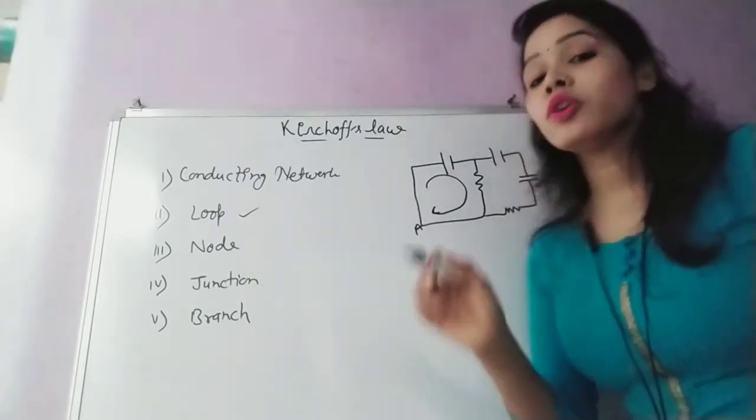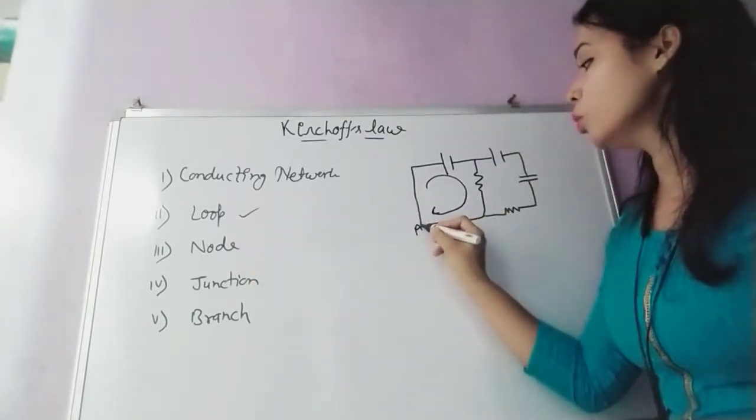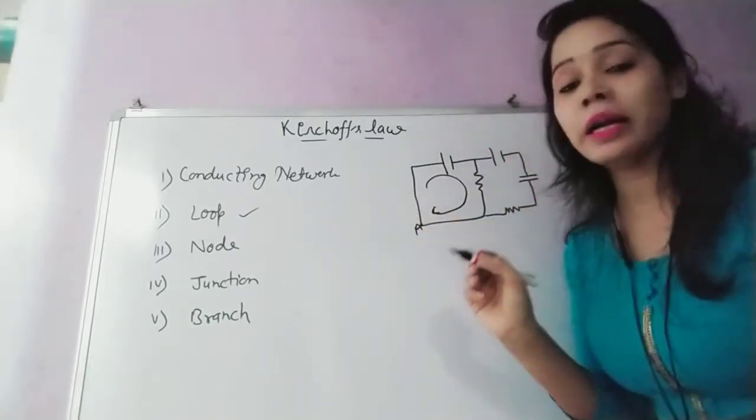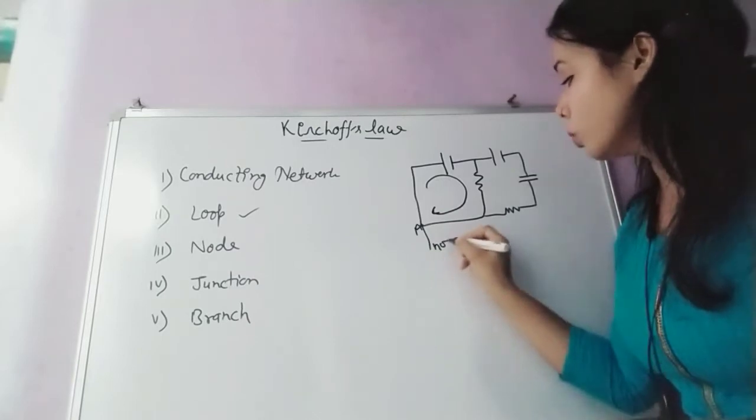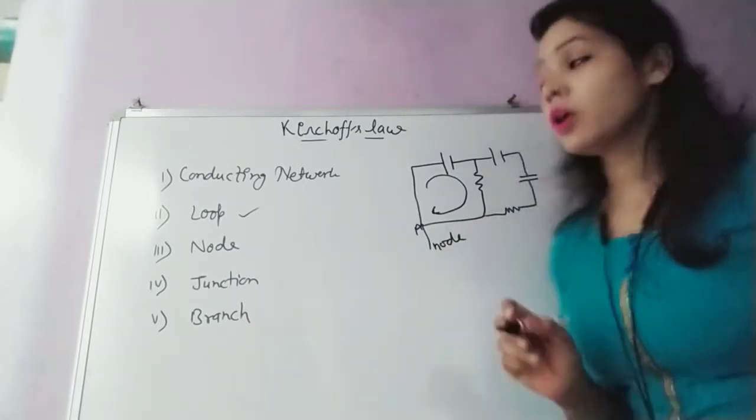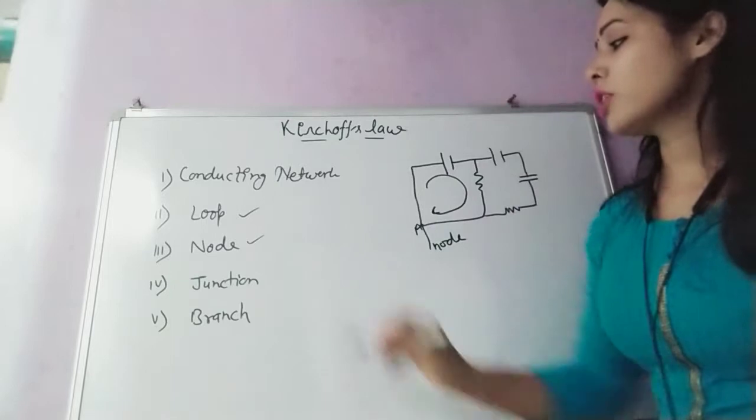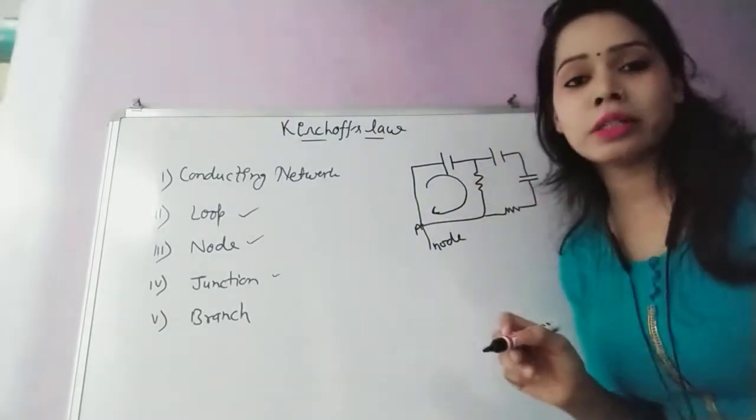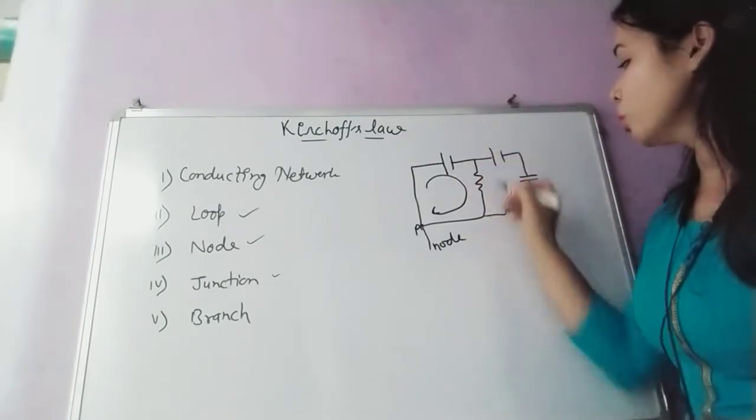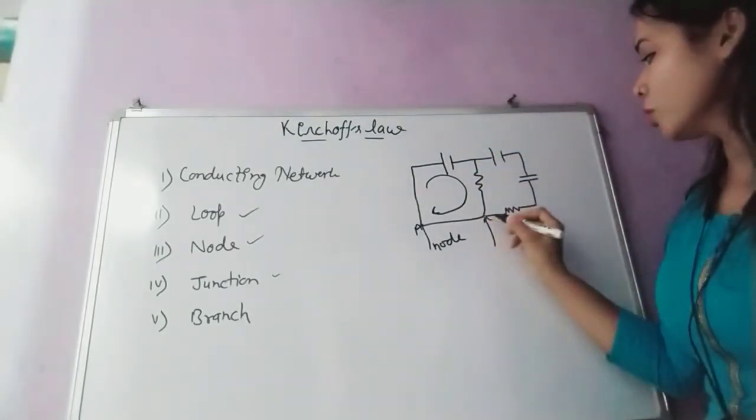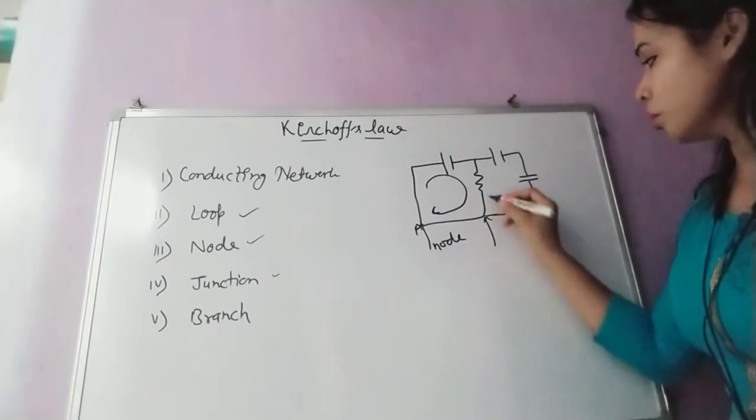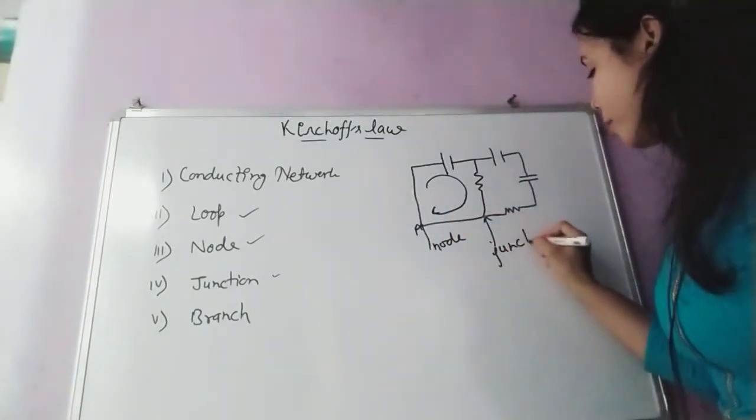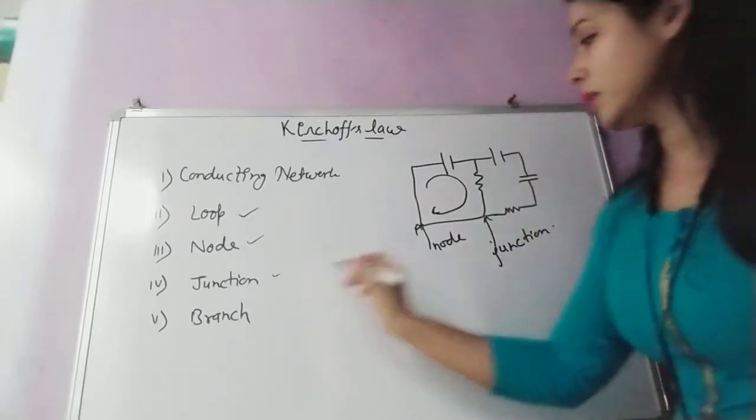What is a node? A node is the combination of two wires. The point where the two wires are combined is known as a node. Understood? Okay. Now junction. What is a junction? A junction is the combination of more than two wires. Like here you can see 1, 2 and 3. So more than two are connected here, so we call it a junction. Understood?